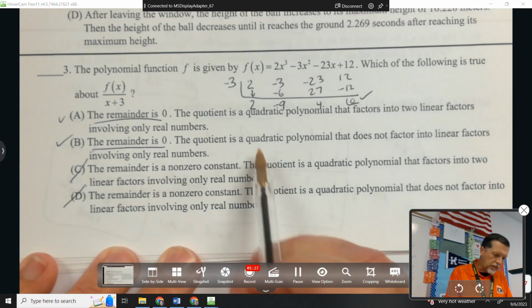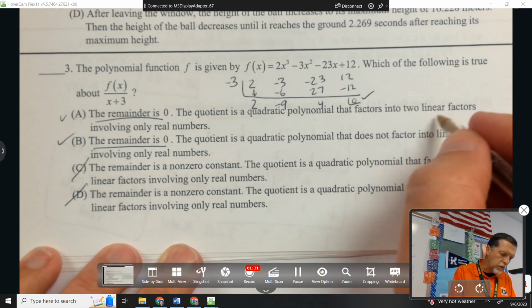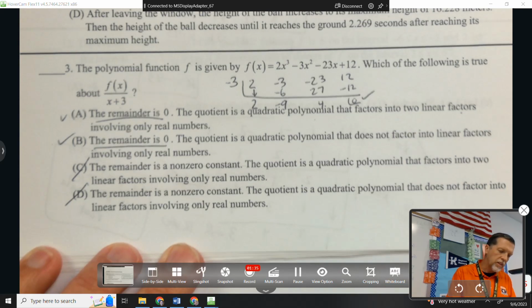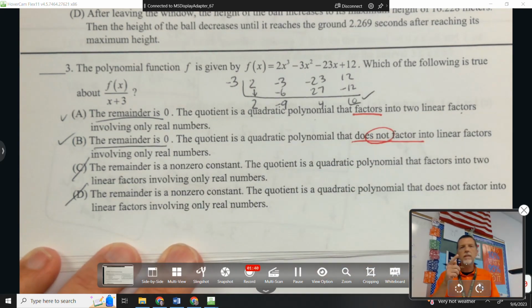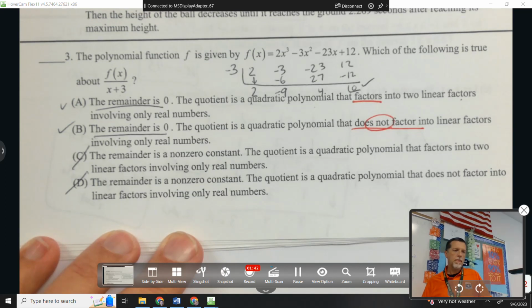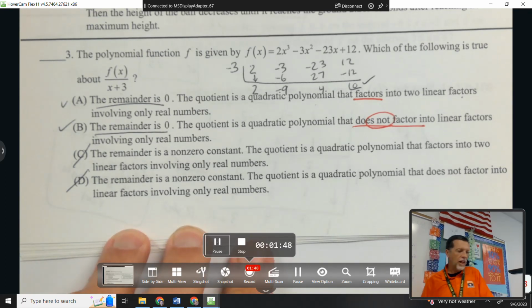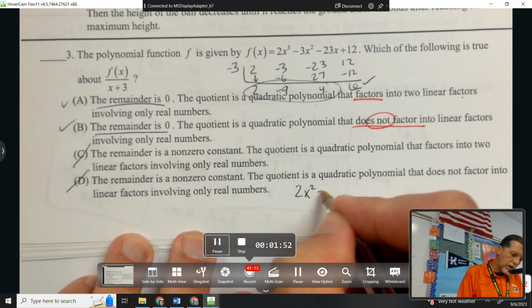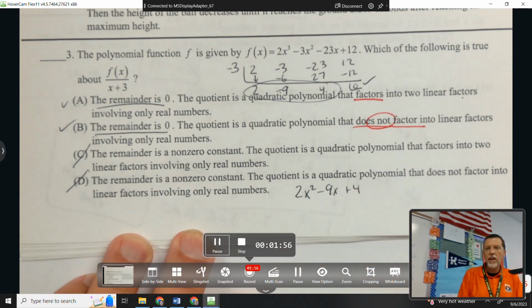Okay, the rest of this says the quotient is a quadratic polynomial that factors into two linear factors, or the quotient is a quadratic polynomial that does not factor. It doesn't factor because one ends on note 6. So I got remainder 0. I just need to know if the leftover part, the answer, the quotient, 2x squared minus 9x plus 4, basically if that factors or not.